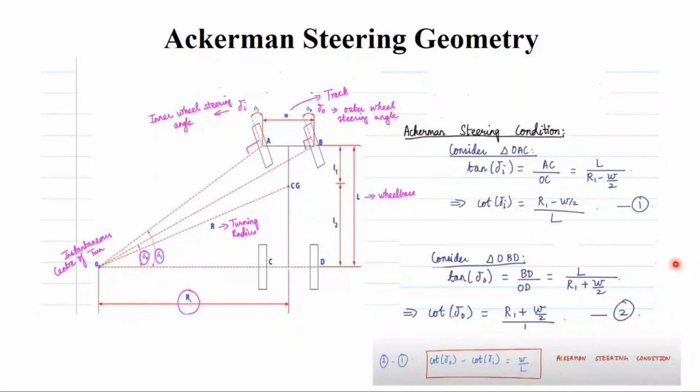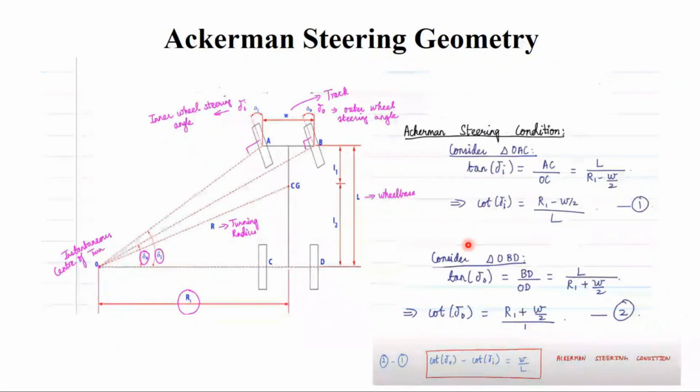Now let us see what AC is. AC is nothing but L. And OC is nothing but R1, lying between this and this, so R1 minus W by 2 gives you OC. So AC by OC is written as L by R1 minus W by 2.